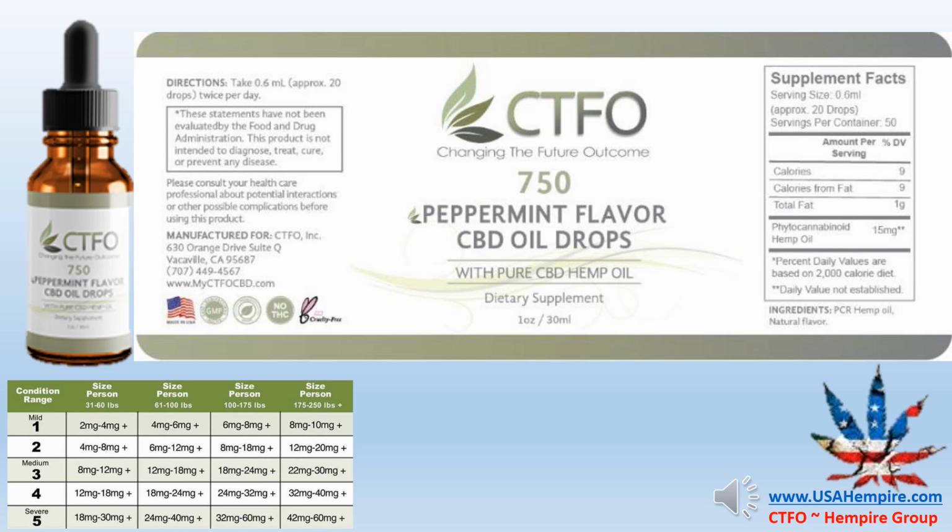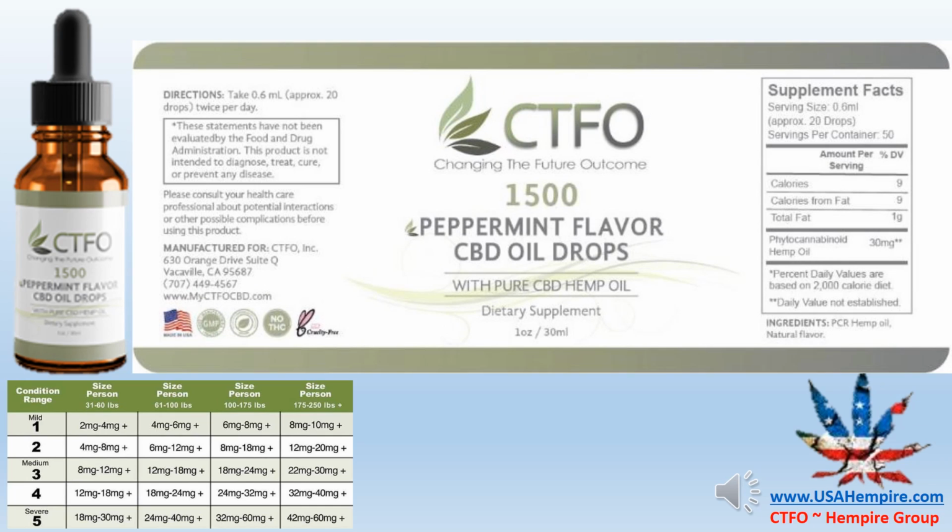And then the 1500, this one is going to be all the same information. On the right-hand side, it's showing 30 milligrams per serving. So, if 30 was my goal, I could take 1 serving, which is one half dropper per day, and I could hit my personal goal milligrams. If I'm taking 1 serving per day, then this bottle will last me for 50 days.